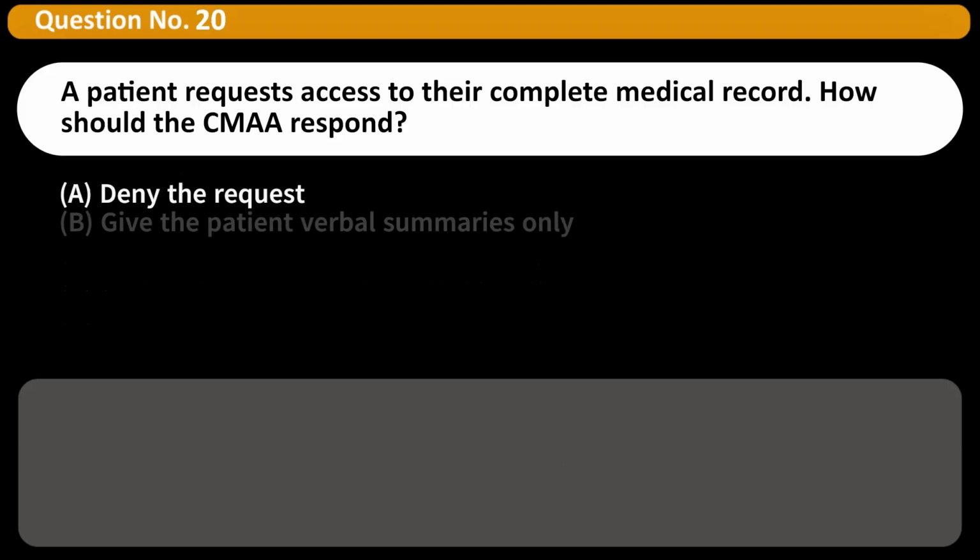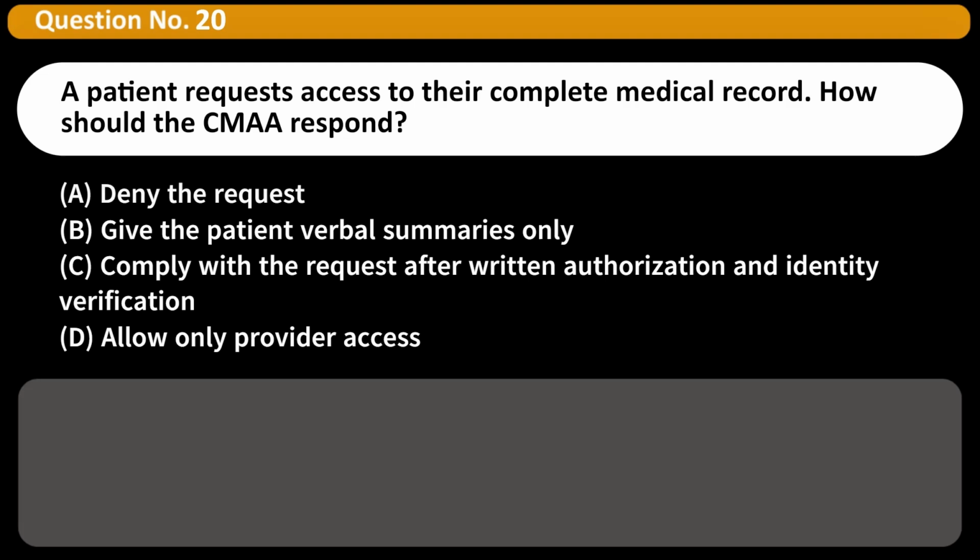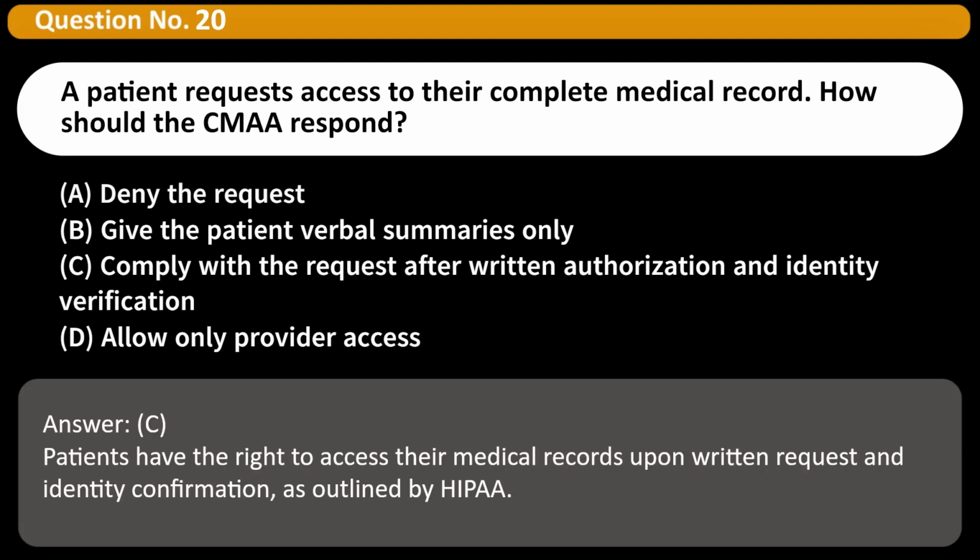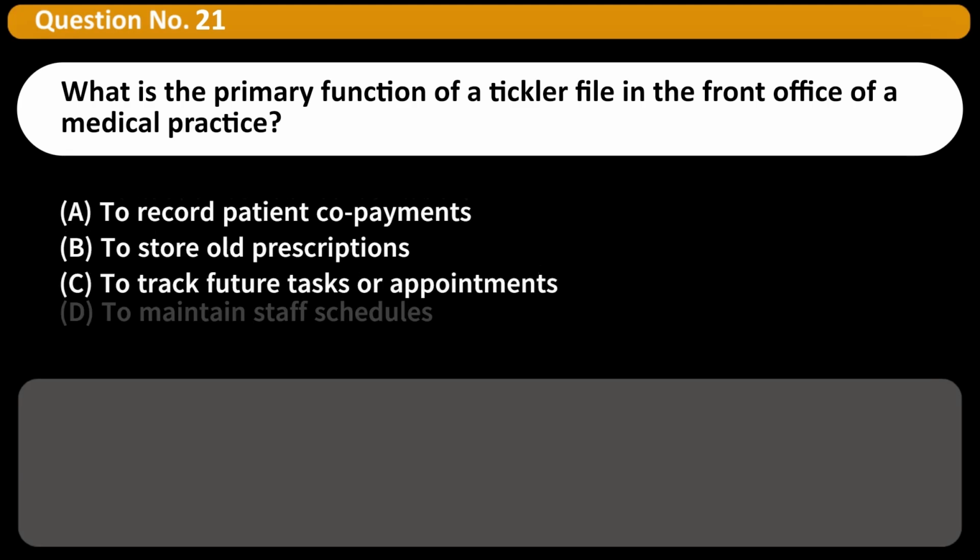A patient requests access to their complete medical record. How should the CMAA respond? A. Deny the request. B. Give the patient verbal summaries only. C. Comply with the request after written authorization and identity verification. D. Allow only provider access. Answer: C. Patients have the right to access their medical records upon written request and identity confirmation, as outlined by HIPAA.